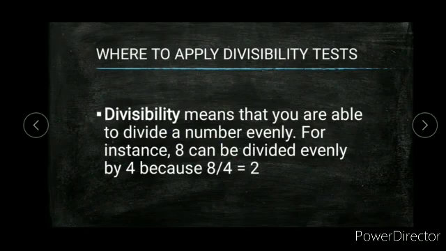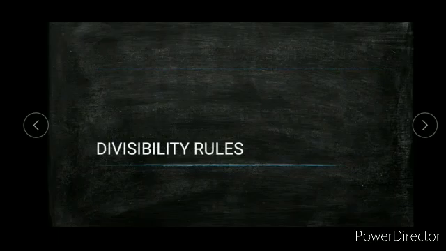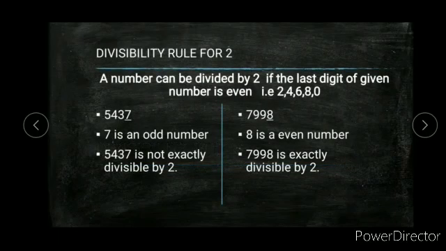That means that if you are able to divide a number evenly, for example, take 8, it can be divided evenly by 4, leaving remainder 0 and quotient 2. So let us get started. There are certain rules. So the first rule is the divisibility rule for 2.